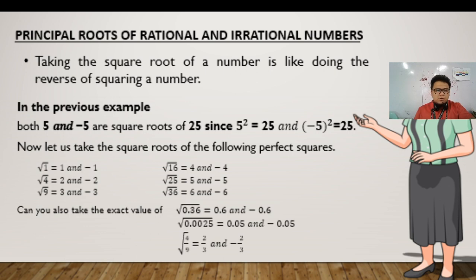Also this one, the square root of 4 over 9. Remember that 4 and 9 are perfect squares, so we can easily identify the square root of 4 over 9. The square root of 4 is 2. The square root of 9 is 3. So the square root of 4 over 9 is positive 2 over 3 and negative 2 over 3.